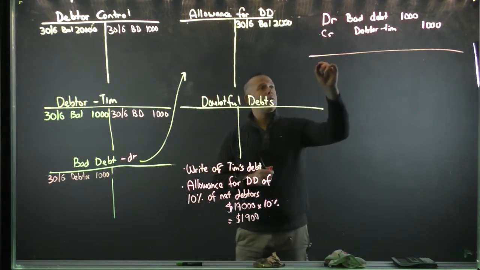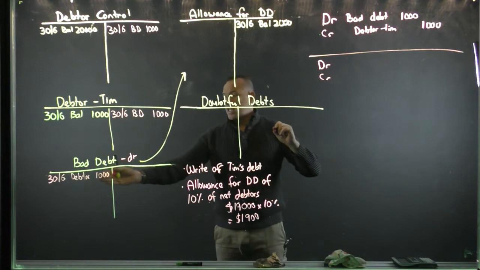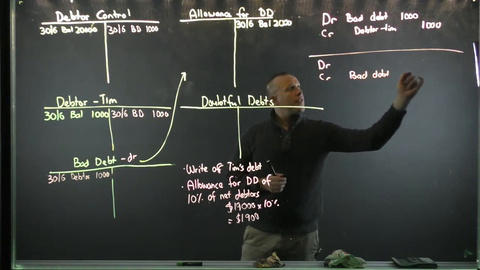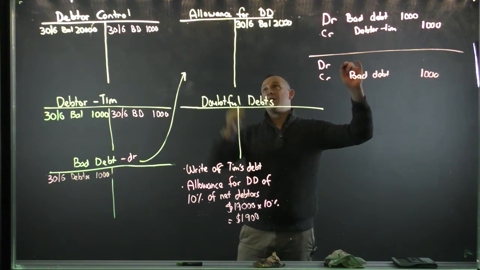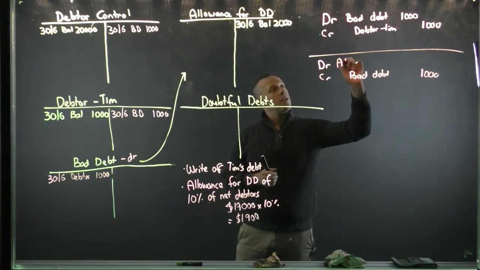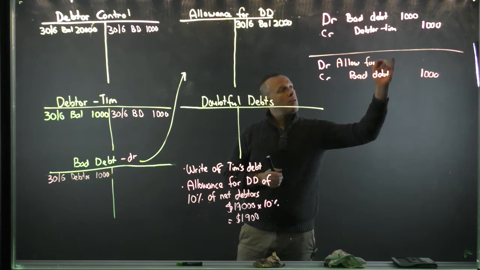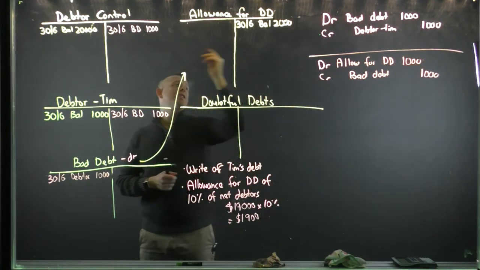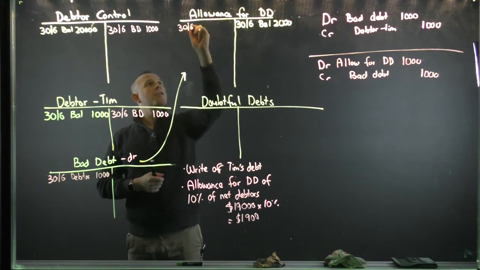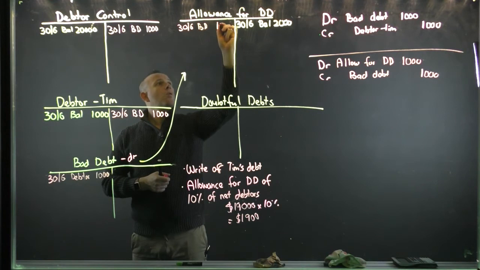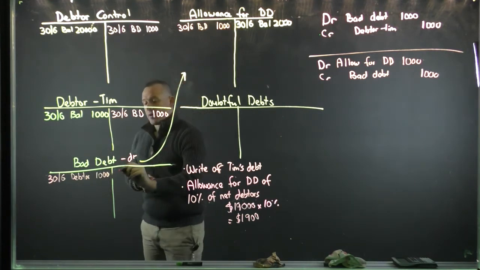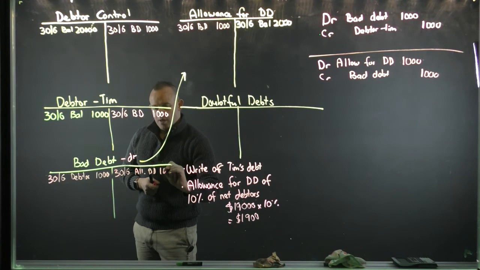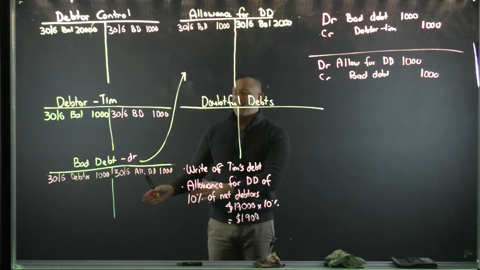So to write the journal, this is debit, so we need to credit bad debt to take it out, $1,000, and we need to debit the allowance account. Allowance for DD, 1,000. Let's do that. Let's post those to the ledgers. 30th of the June, bad debt, 1,000. And then on the credit, allowance for DD, 1,000. It has taken our bad debt account to 0.